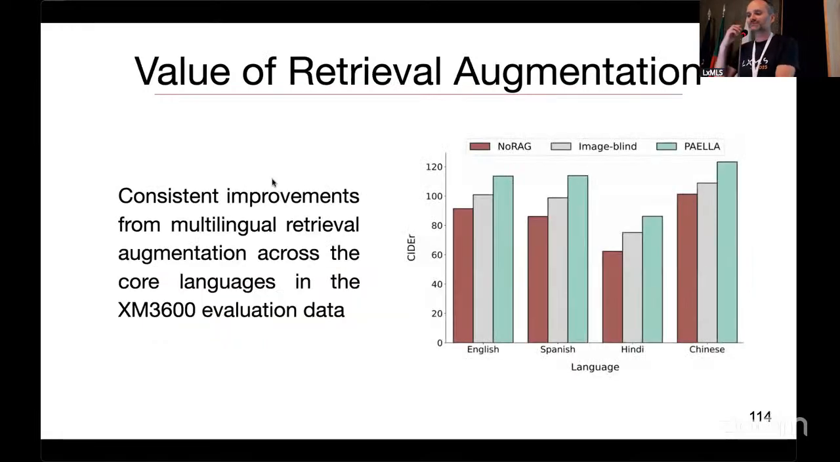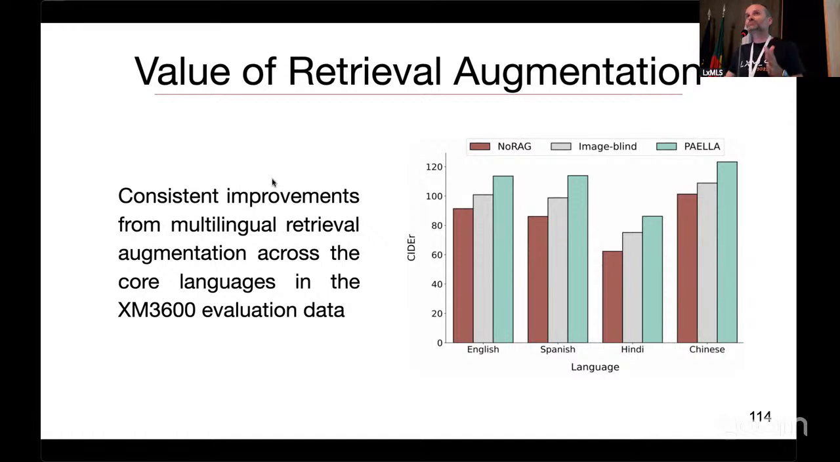We also did some really careful ablation experiments to try to understand the value of retrieval augmentation in these strategies. And what we find, and these were the high resource languages in XM3600, the red bars are where you have no RAG in your system. And you can see that for a language like Hindi, the performance of the model is really bad without this. It doesn't know how to produce output sequences in Hindi.